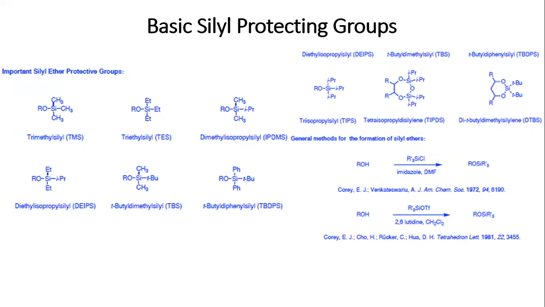If you have a TMS group on, that's going to come off pretty easily in the presence of a weak acid. So if you need something more robust, then you use some different silyl protecting group, right? Something bigger that's harder to remove, like the TBS or the TES or the TBDPS. You can also use TIPS, triisopropylsilyl. You can see that up here in the top right corner, right?